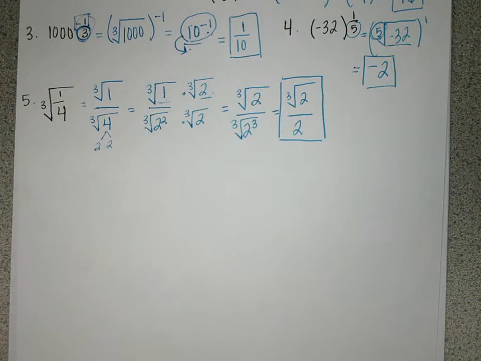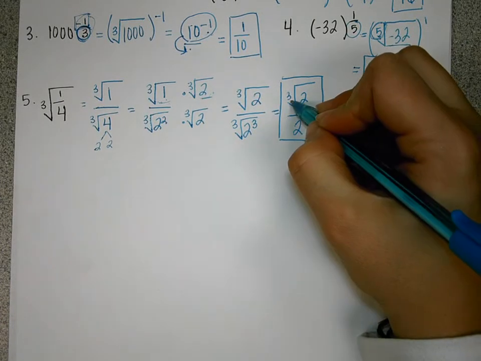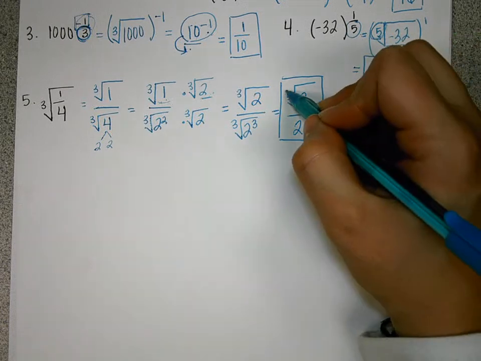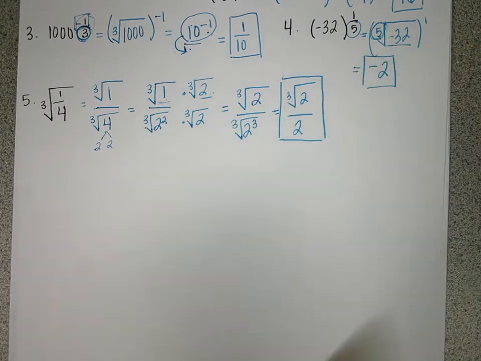You have to put the cube root. It does not magically turn into a square root. Okay? The index does make a difference, so make sure that you are including the index. Okay?